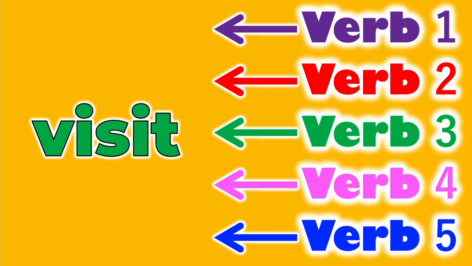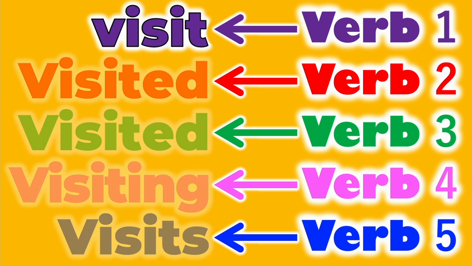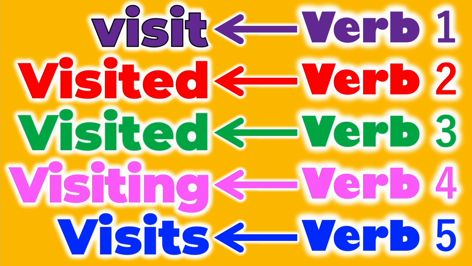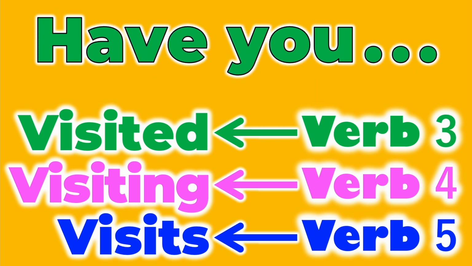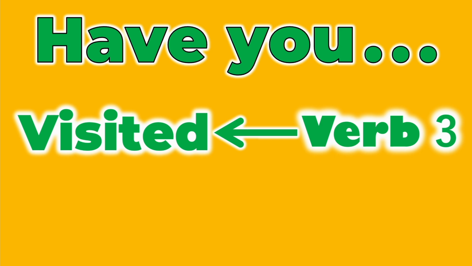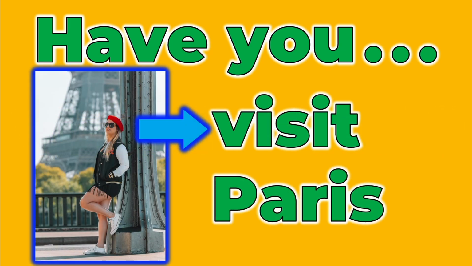Let's talk about visit for a moment. Visit can have 5 forms, right? And visit is verb 1, but we also have visited, visiting, and visits. All 5 forms. If we're going to say have you, we are using have. And what's our rule for this video? Have plus verb 3. So for have you, we are going to use visited. Have plus verb 3. All right, so instead of have you visit Paris?